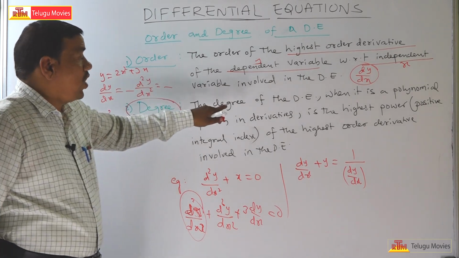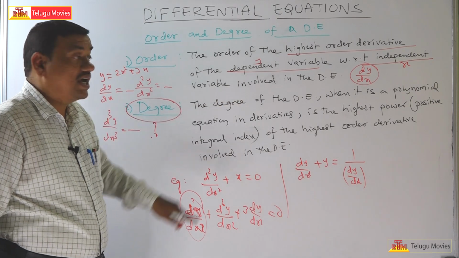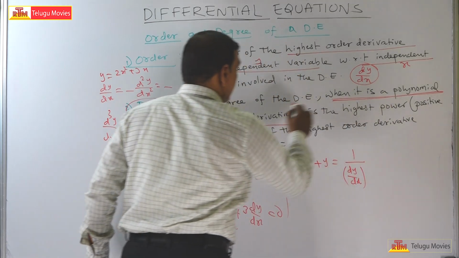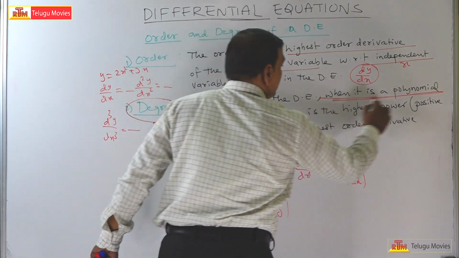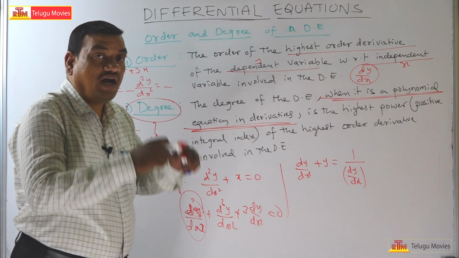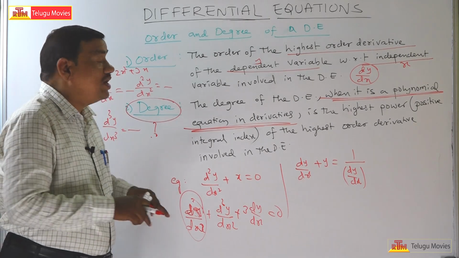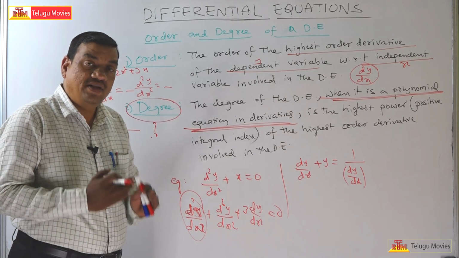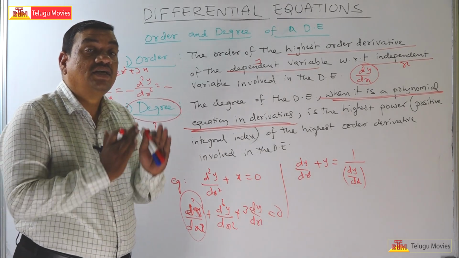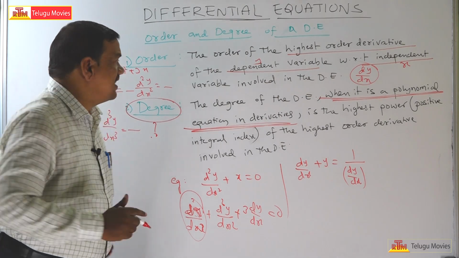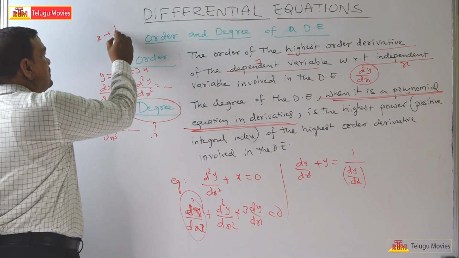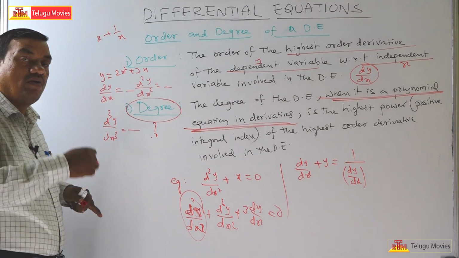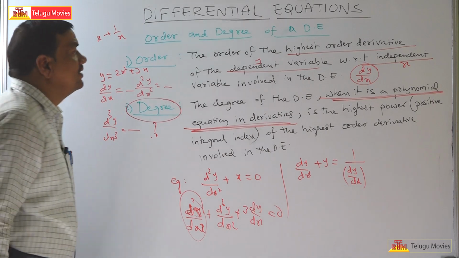The degree of the differential equation is defined when it is a polynomial equation. Very important. The equation should be a polynomial equation in derivatives. Understand? That means a polynomial equation in dy by dx. For example, is x plus 1 by x a polynomial? No. Why? Because here in 1 by x, the power of x is minus 1.